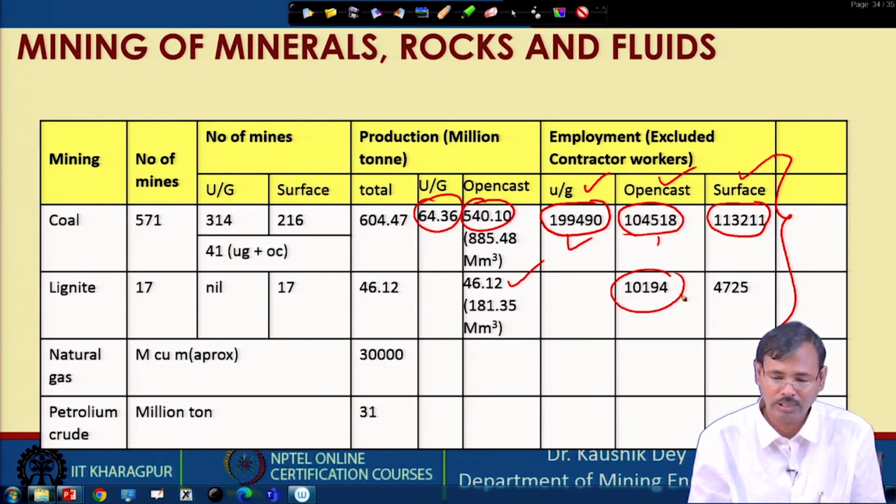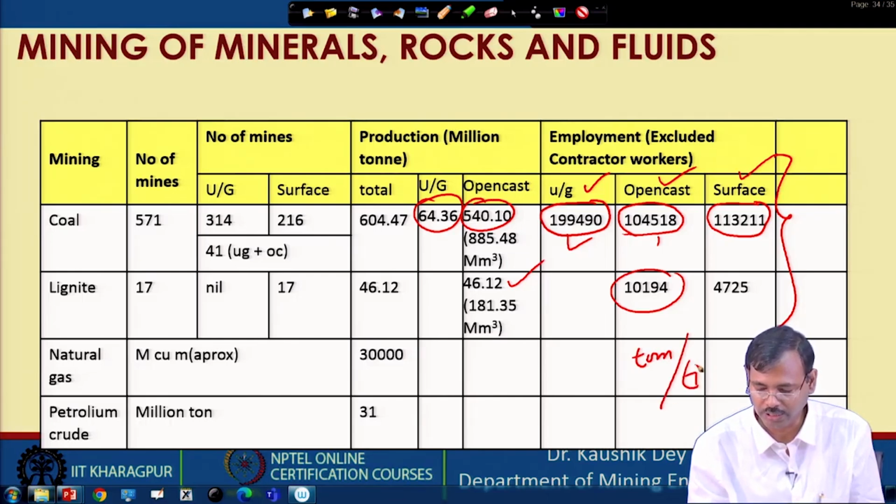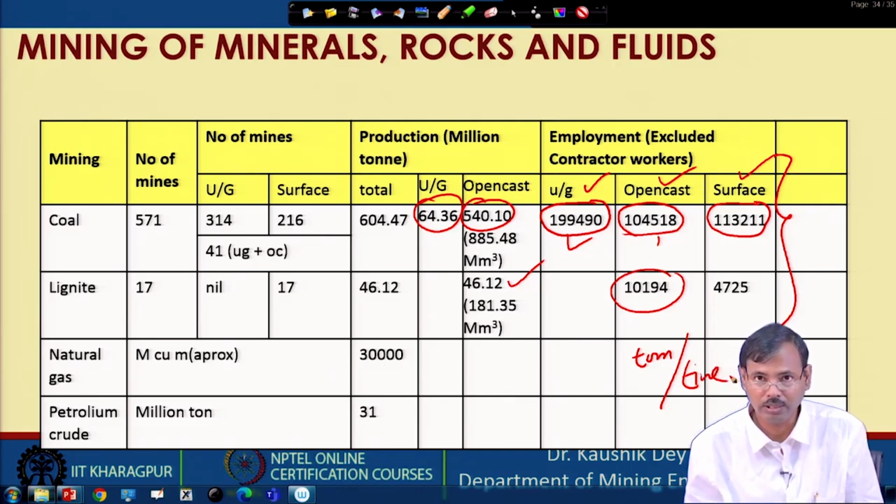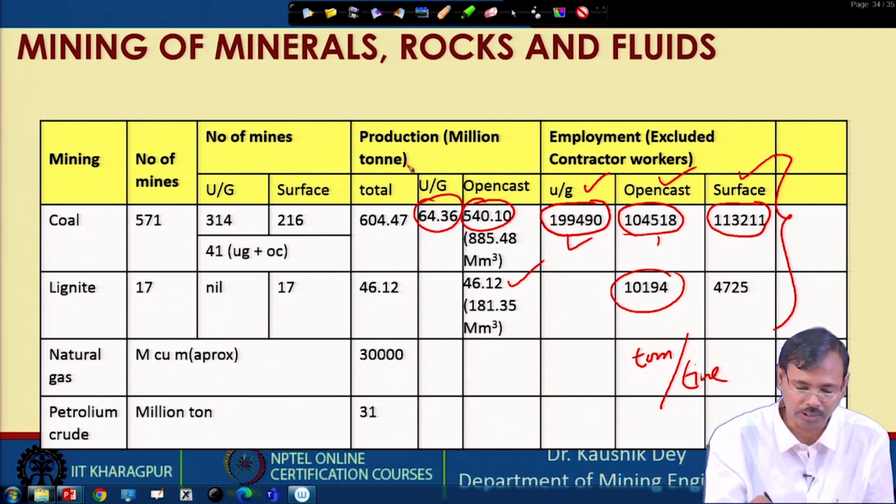Production rate means the material produced, the tons produced in a particular specified time, maybe per hour, per day, or per year. So, this is production per year.